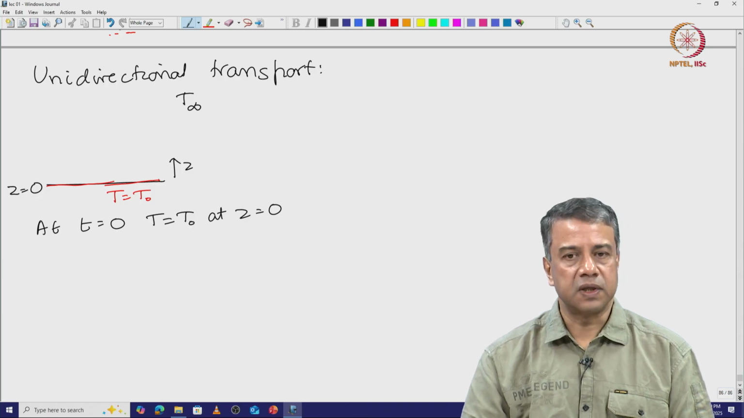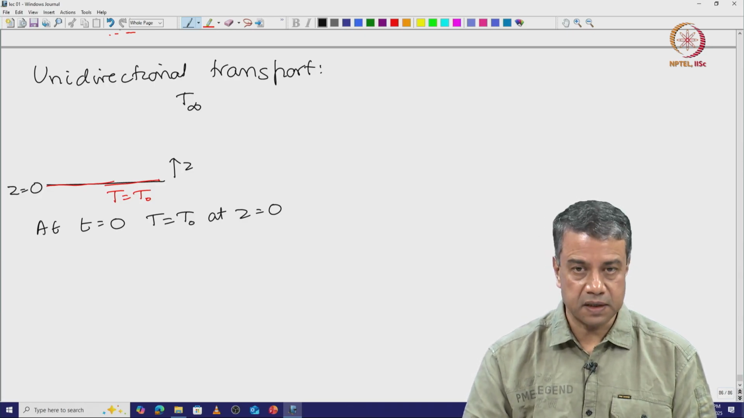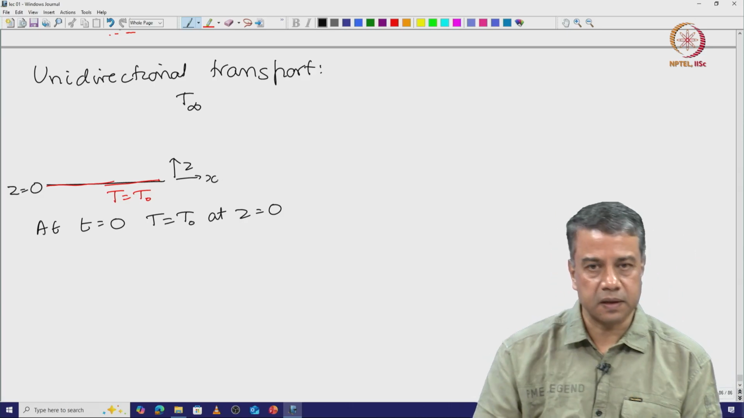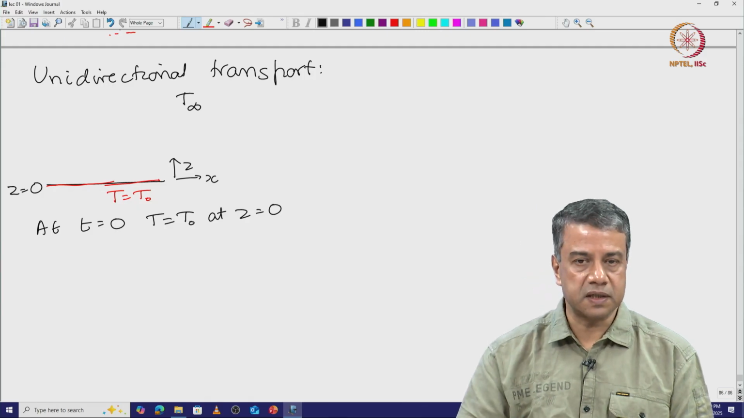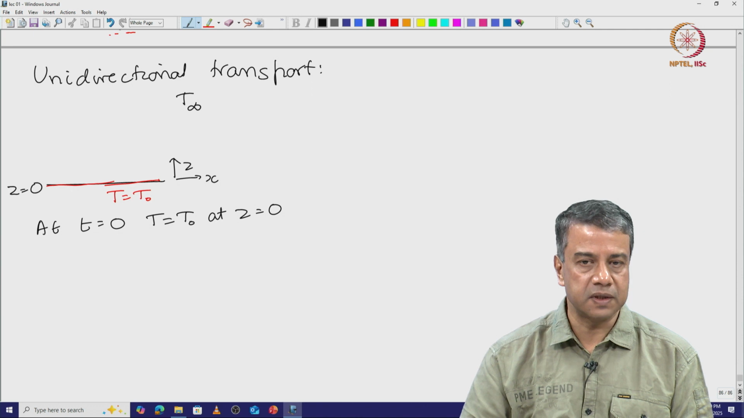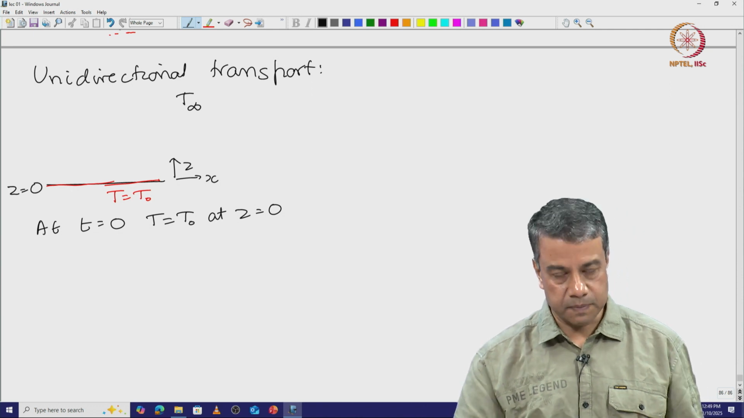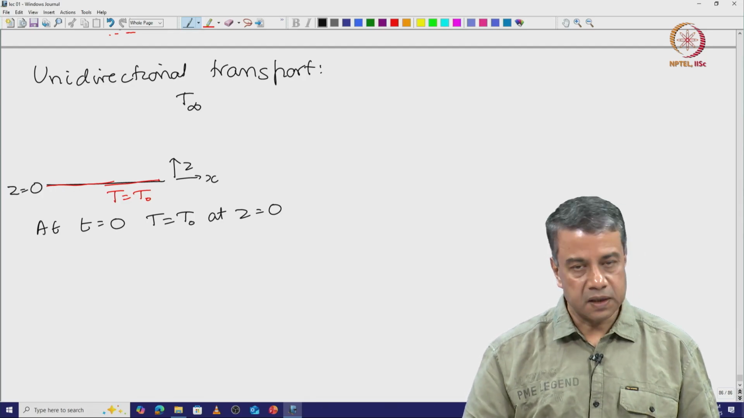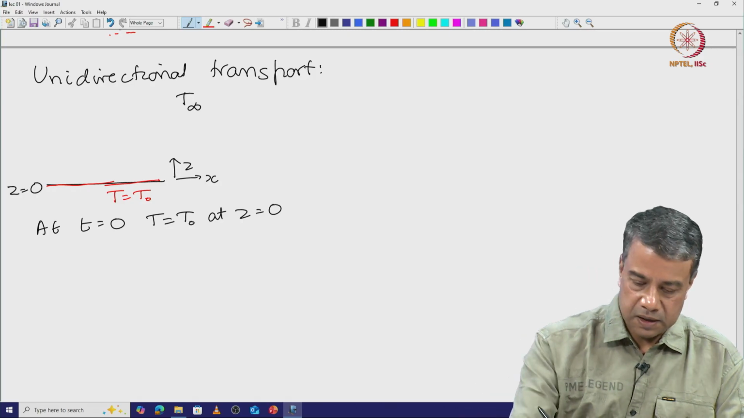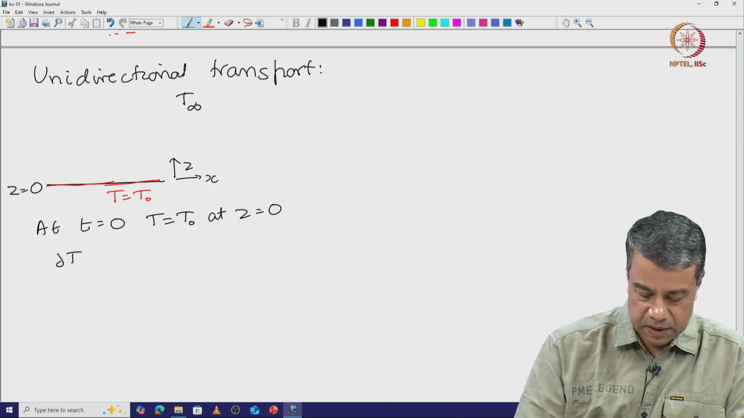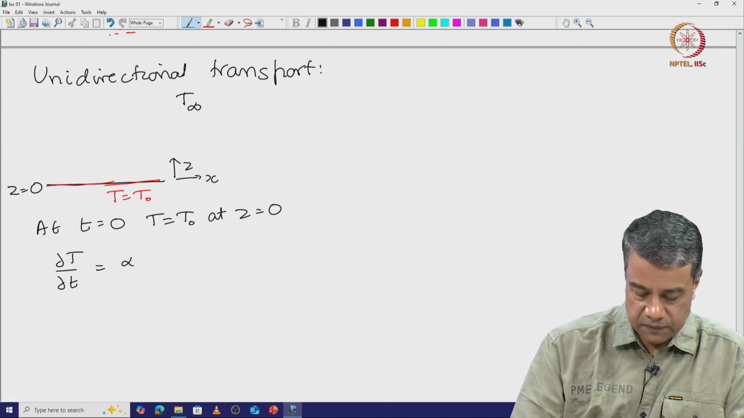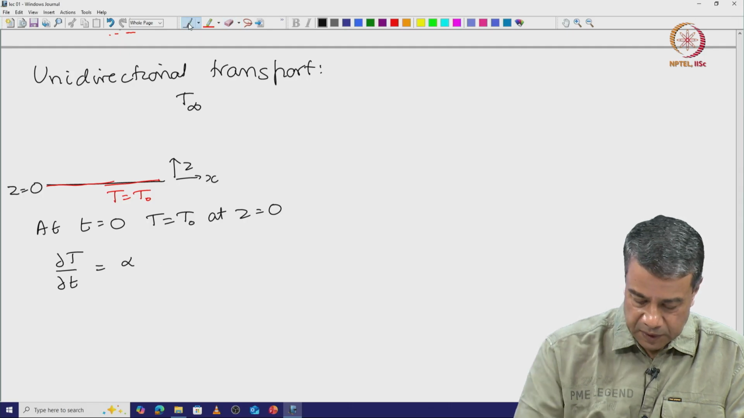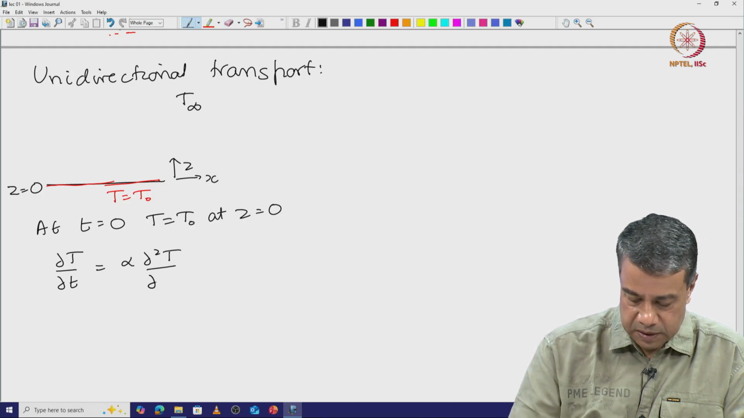Since there is no flow, or even if there is flow in the x direction along the plate, it does not matter. There is no variation in temperature in the x direction. So, there is no heat transfer in that direction. We assume that it is an infinite system along the plane of the flat plate, whose temperature is being increased. There is no variation in the x direction. And therefore, the temperature equation becomes partial T by partial t is equal to alpha partial square T by partial z square.